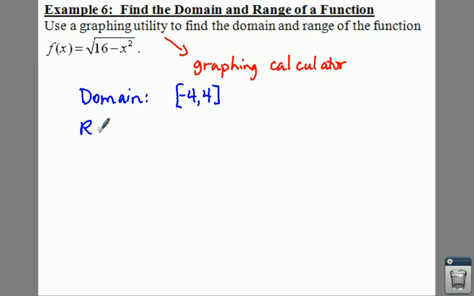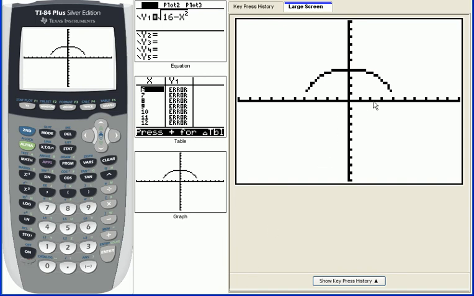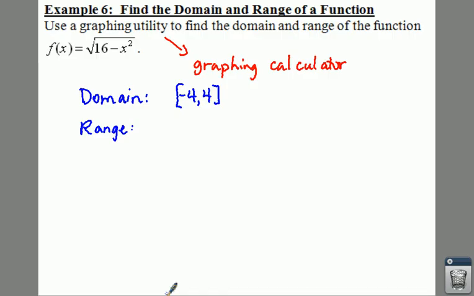Now for your range, this is going to be a little bit different. These are your y values, so if you go back to your calculator, this actually goes down to your x-axis and is included. So we start at 0 and you go up to 4. So for your range, you would start at 0 and you would go up to 4.